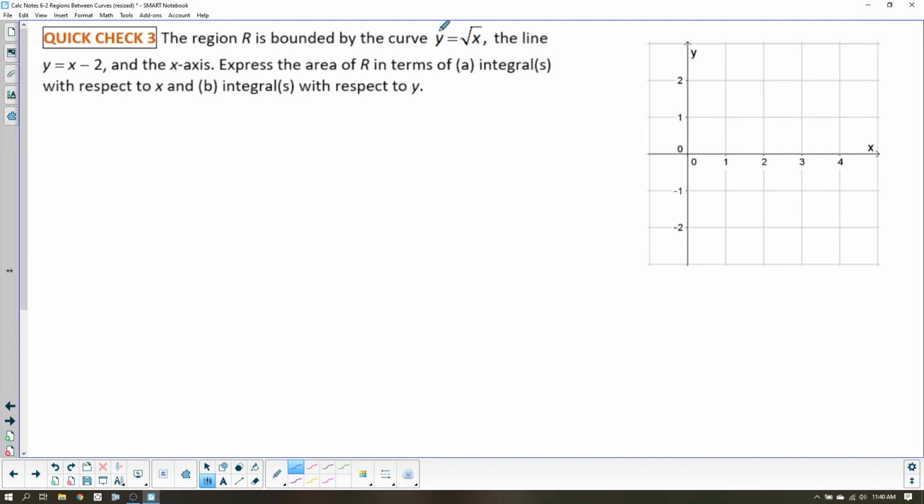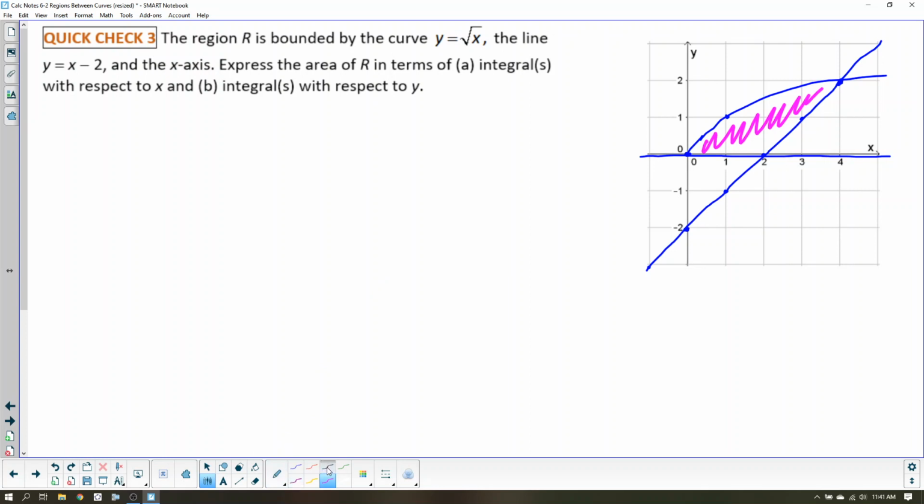So let's see if I can actually graph these nicely. So square root, we know that its key points are 0, 0, 1, 1, because the square root of 1 is 1, and the square root of 4 is 2. So we just need to connect those. All right, then the line y equal x minus 2, so negative 2 is here. And positive slope, up 1 over 1. It's going to connect those points there. All right, and then we also have the x-axis. So the region that we're looking at is this region in here.